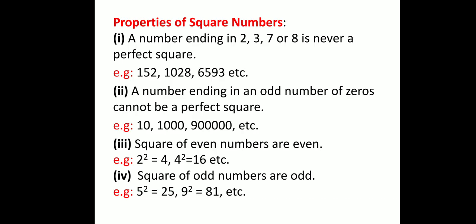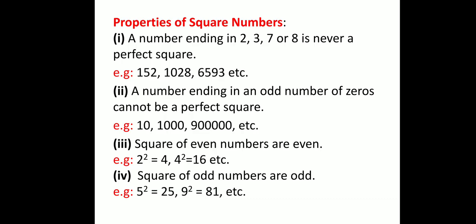It means the very first number is 152. It has 2 in its unit place. 1028, it has 8 in its unit place. 6593, it has 3 in its unit place. So all these numbers are not a perfect square, or you can verify that also by taking the prime factorization of these numbers. You will come to know that these are not perfect squares.